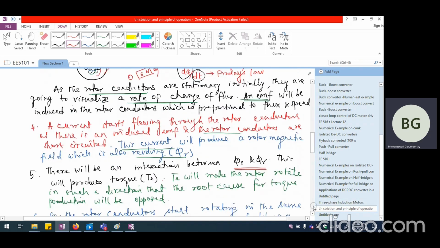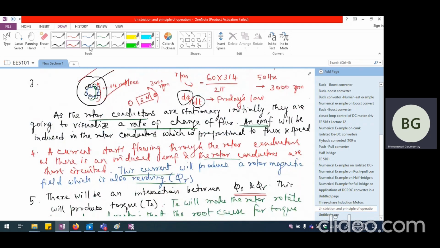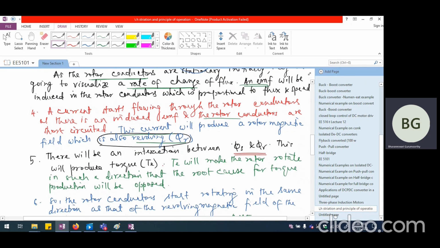And because there is a rate of change of flux, there will be induced EMF, as per Faraday's law, in the rotor. The rotor conductors are already short circuited, so you are going to have rotor current, which is also a three-phase current. That creates its own revolving magnetic field, phi r, and we have a revolving magnetic field due to stator current, phi s. These two interact with each other and produce an electromagnetic torque, and the electromagnetic torque is going to oppose its own cause.